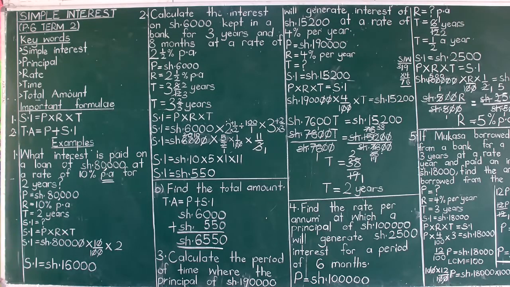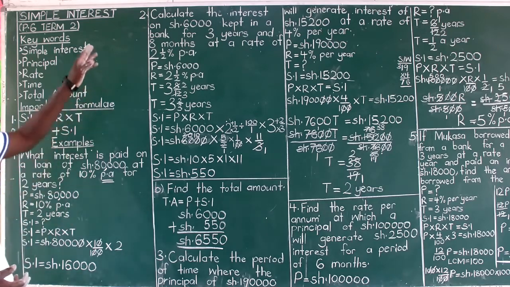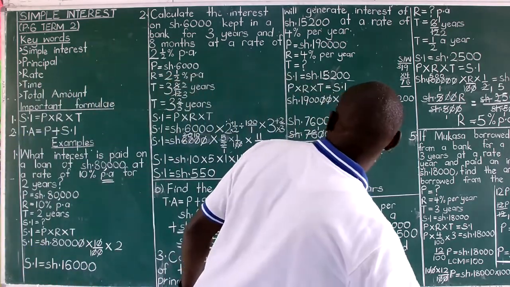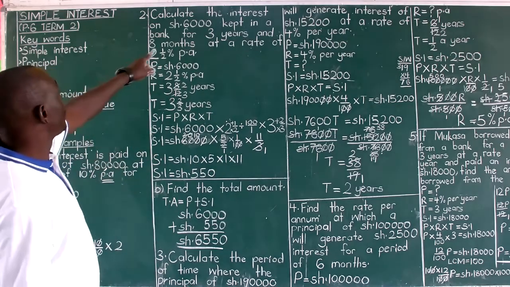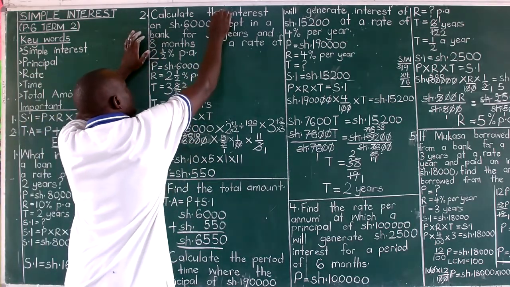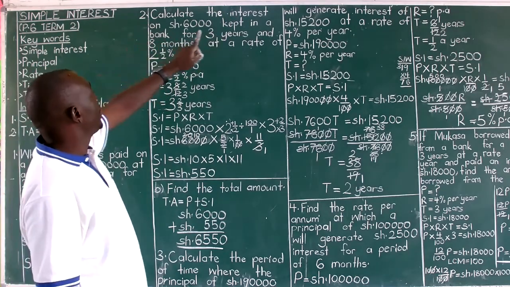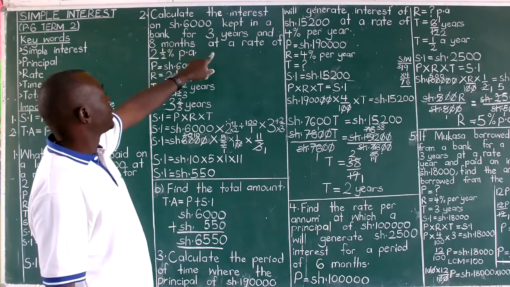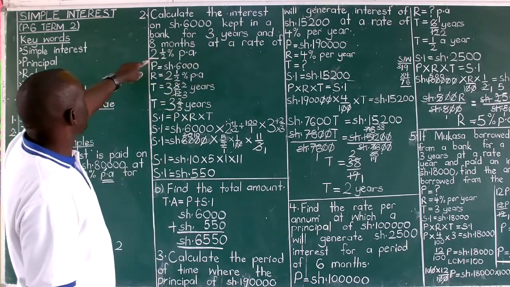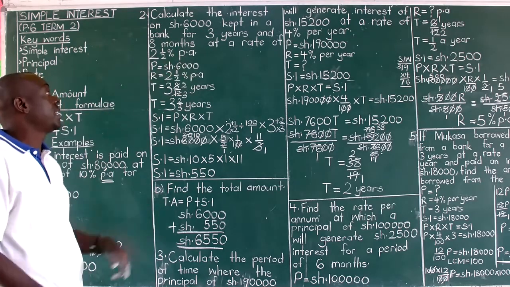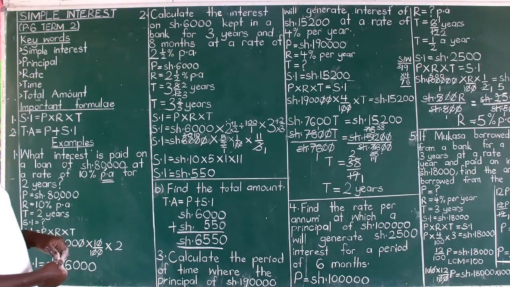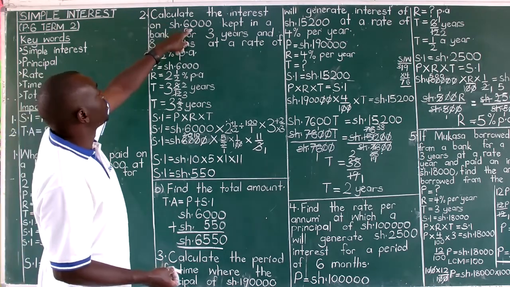That is the interest one is going to earn after that period of 2 years. As we look at the second example for today, it reads, calculate the interest on 6,000 shillings kept in the bank for 3 years and 8 months at a rate of 12.5% per annum. So calculate the simple interest on this amount kept in the bank.